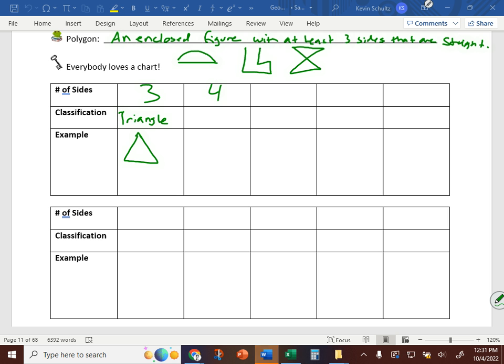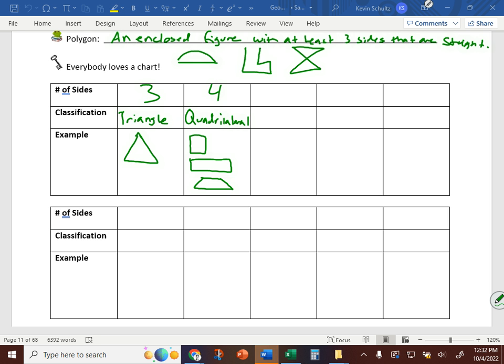What do we call a 4-sided polygon? Square is a 4-sided polygon, but it's not its official name. Quadrilateral. Quad meaning 4, lateral meaning sides. Think of latitude and longitude: latitude lines go from side to side, they're horizontal. An example would be a square, a rectangle, or a trapezoid. There are a lot of different official quadrilaterals that we're going to talk about later on.